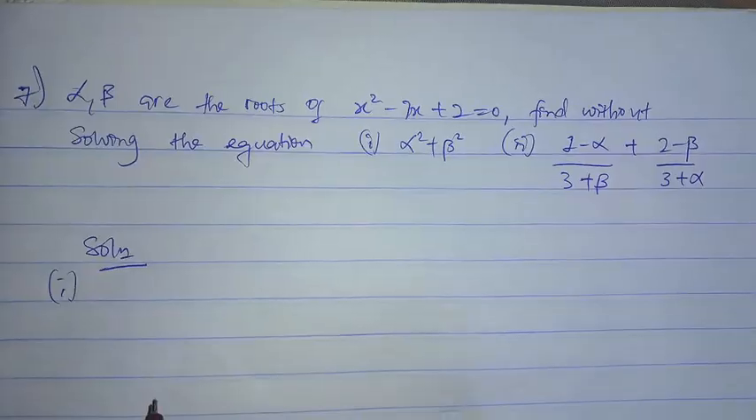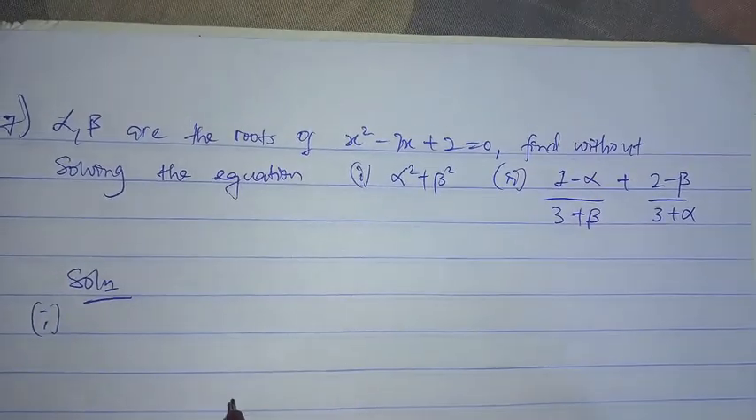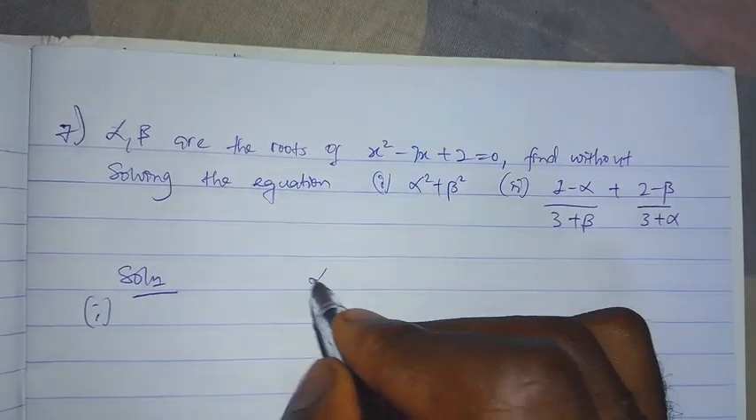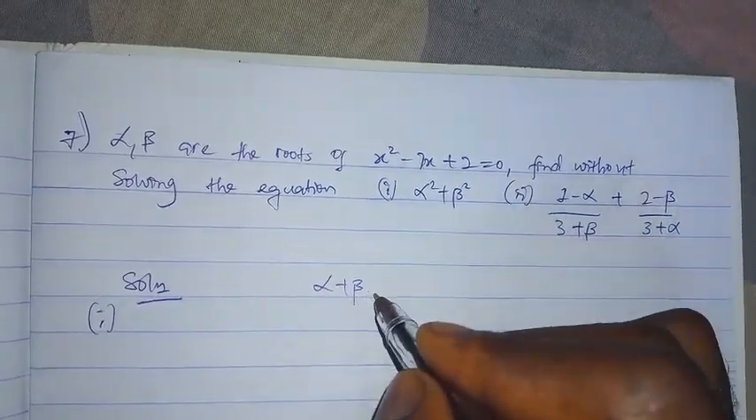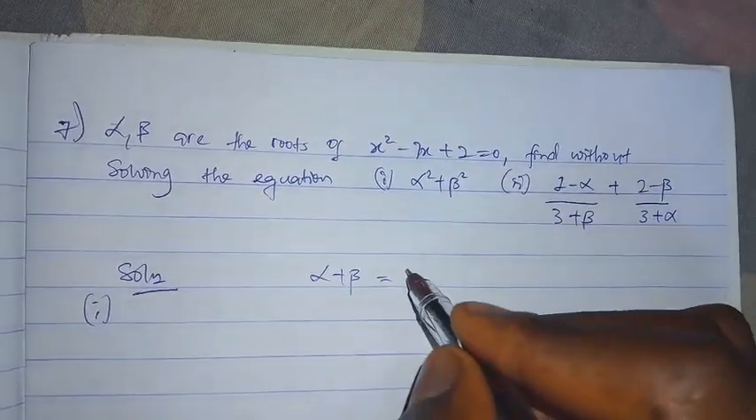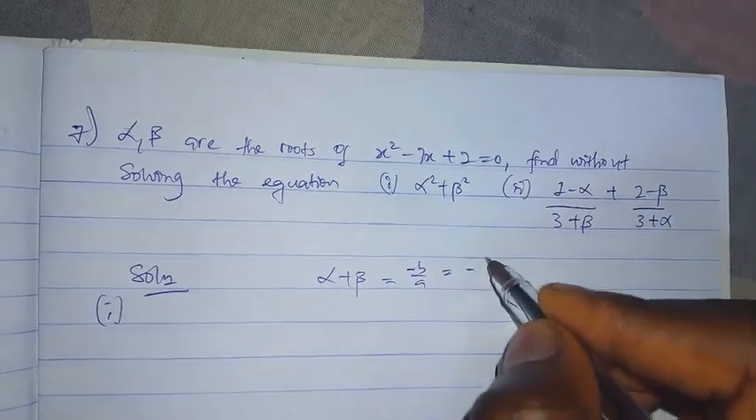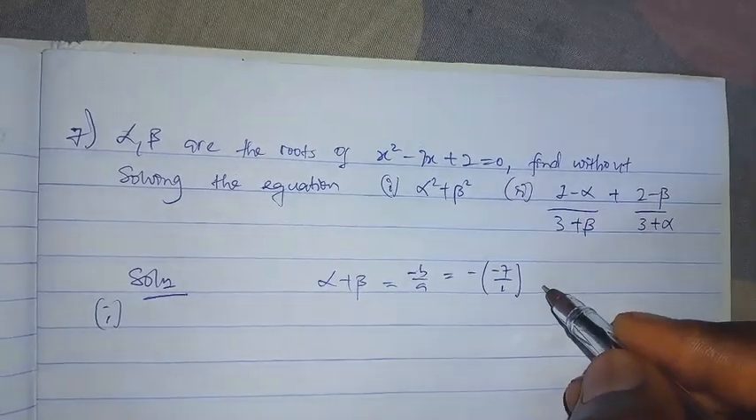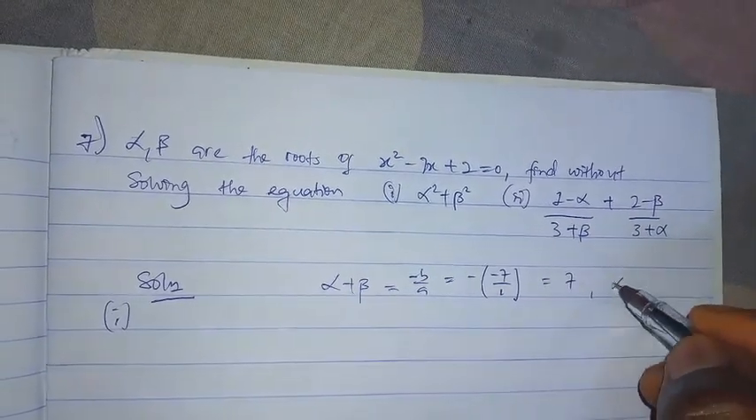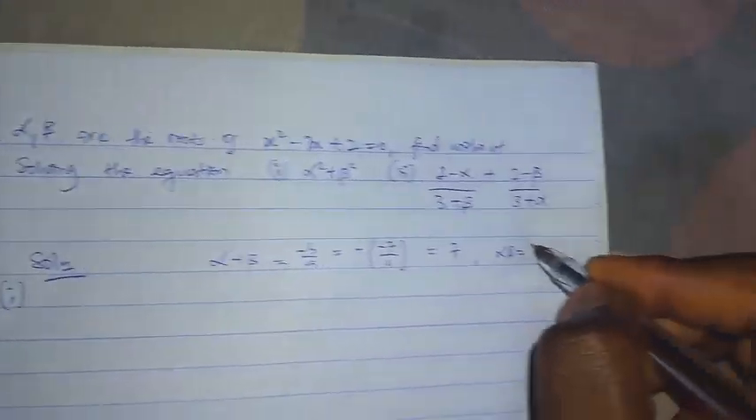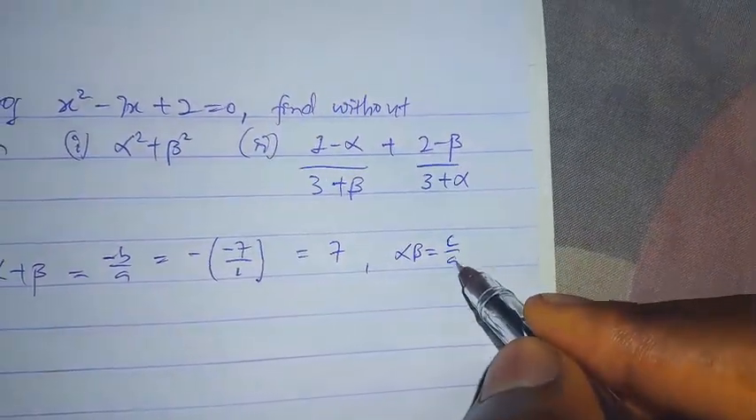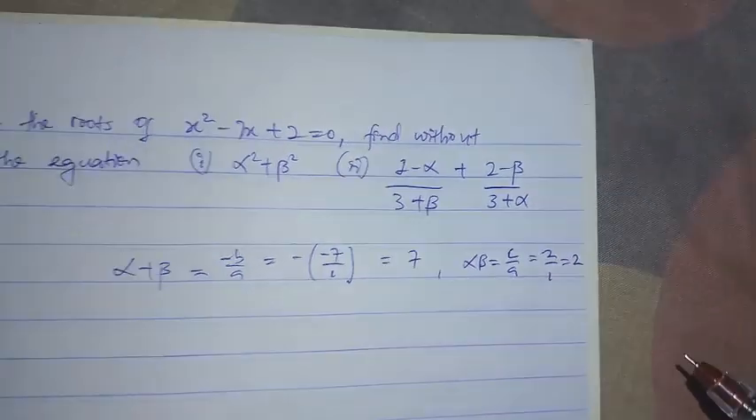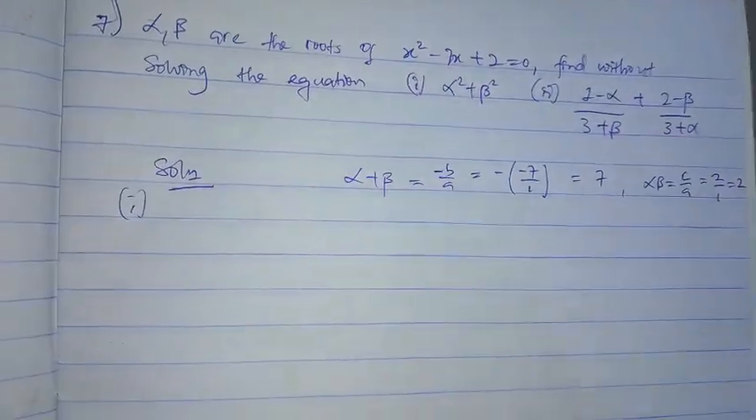Okay, for number 7 question, it says alpha and beta are the roots of this equation. Find, without solving the equation, this and this. Finding without solving the equation means I should know what my alpha plus beta is, and what my alpha beta is. So alpha plus beta, as it is minus b over a, becomes minus minus 7 over 1, which is 7. Then alpha beta, which is c over a, becomes 2 over 1, which is 2. Now that is what I'm going to be using in this solution.